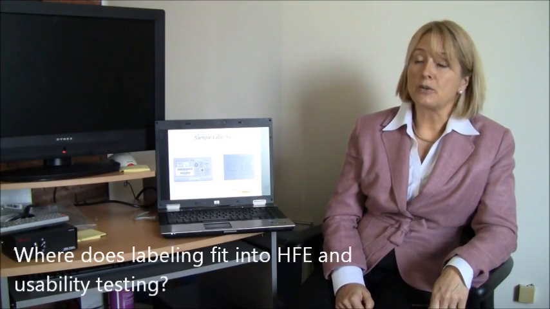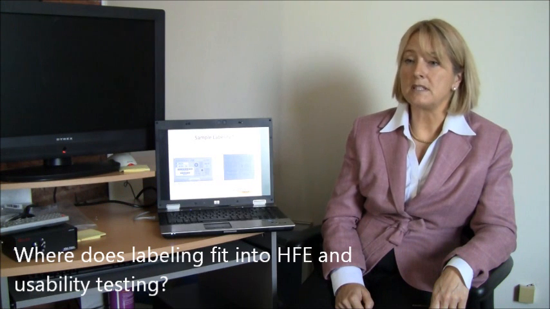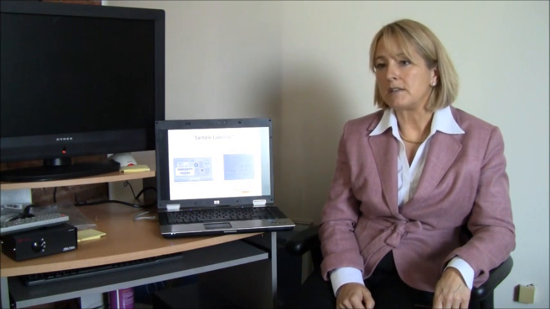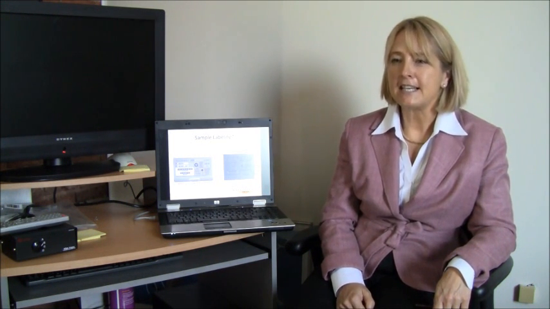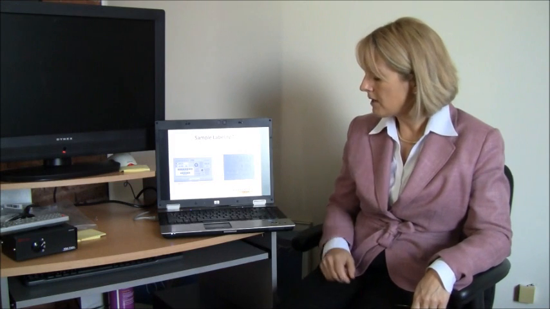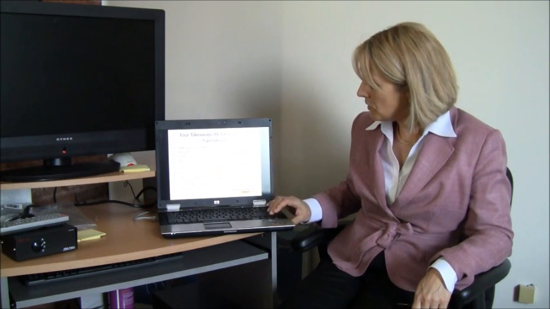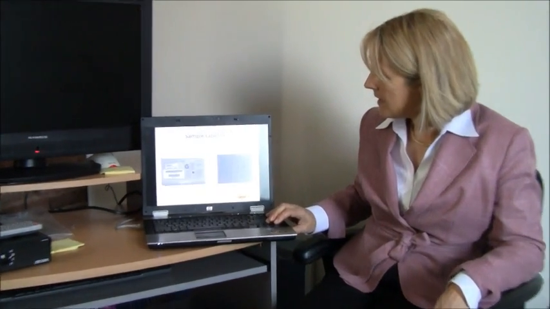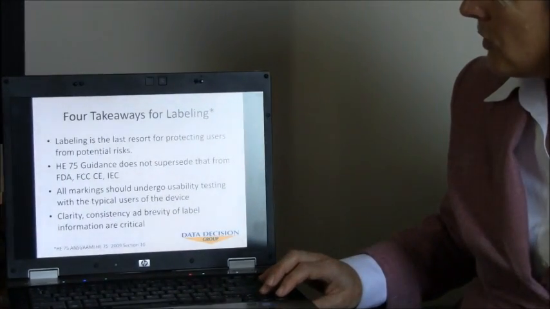Labeling is a critical component of usability testing because it's labeling that provides the direction needed for the end user to use the device. And so the information and data gained from usability testing is ultimately integrated into the labeling. I have a PowerPoint presentation here about usability testing, and I'll do a quick review on labeling.